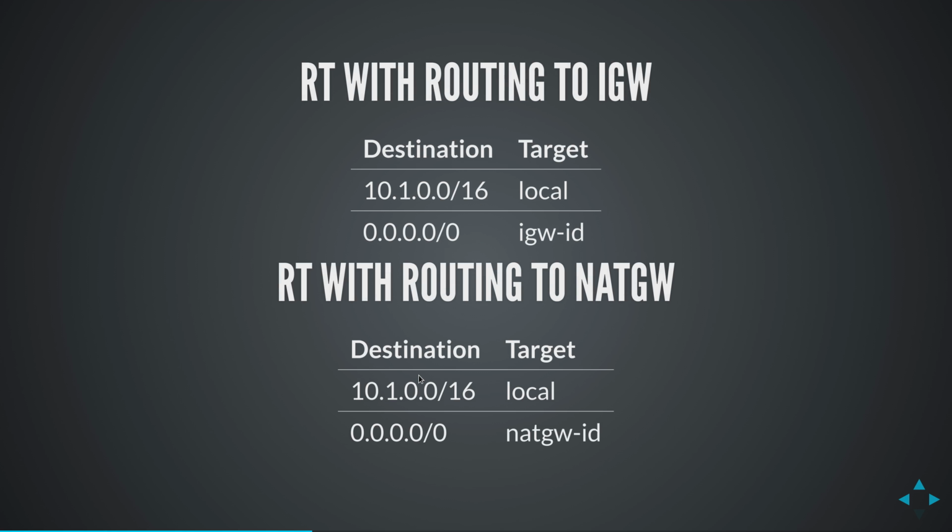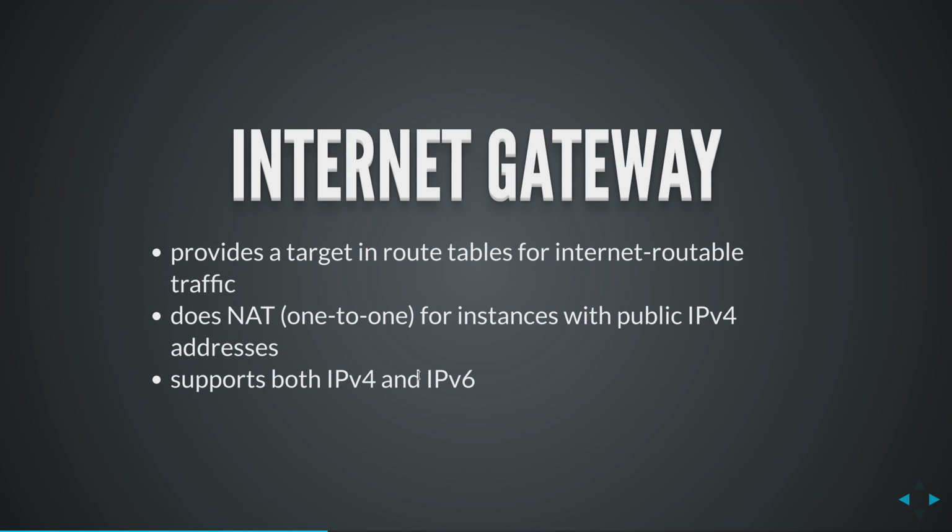This is something we've seen. So for the routing table to the internet gateway, the default route goes to the target internet gateway, and for the NAT gateway, it's to the NAT gateway resource. Fairly simple. The Internet Gateway provides a target, so you define it as a target, as an ID, for using your routing tables.